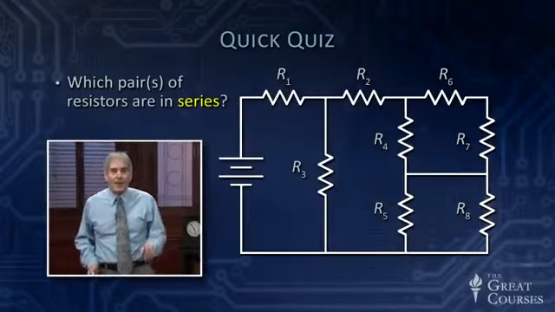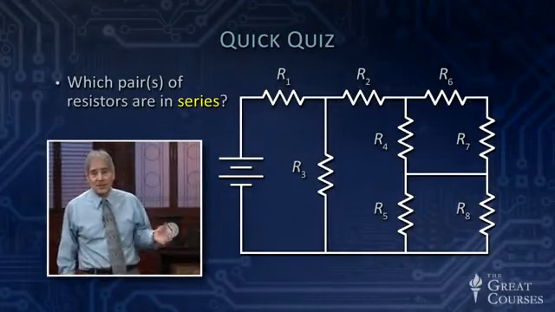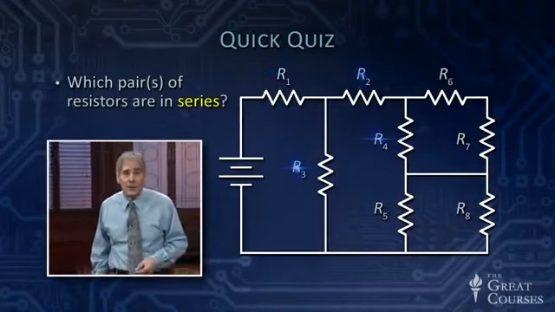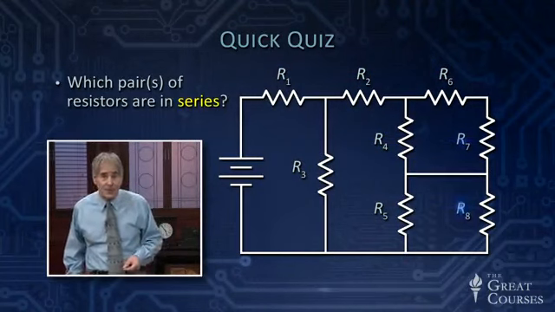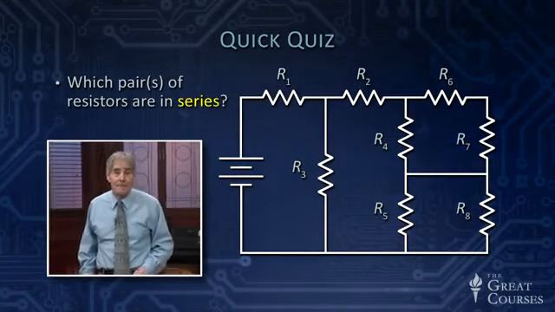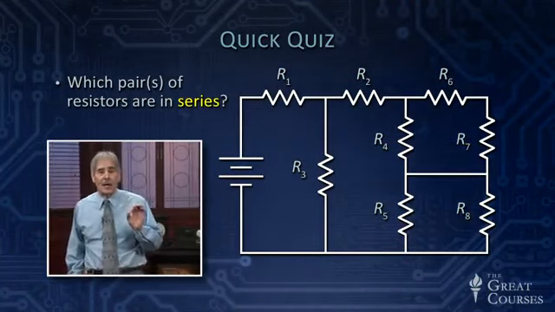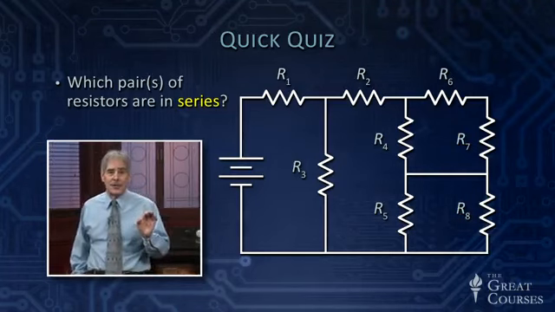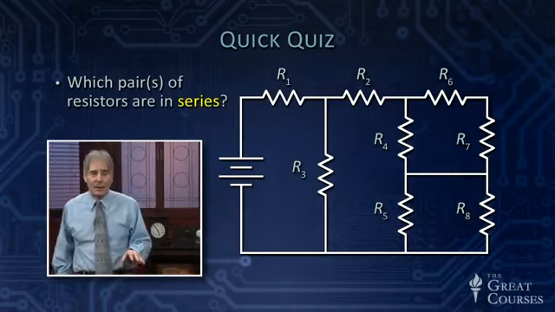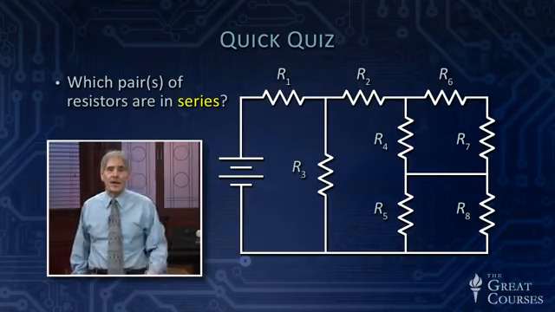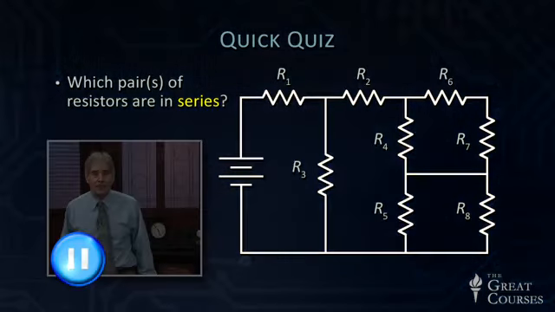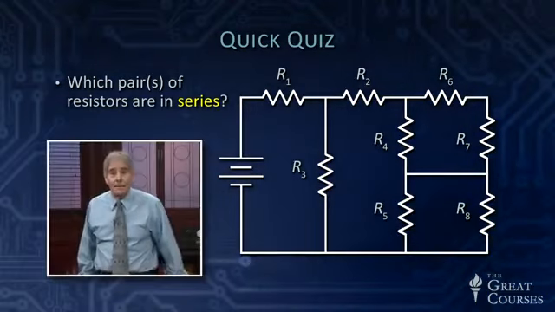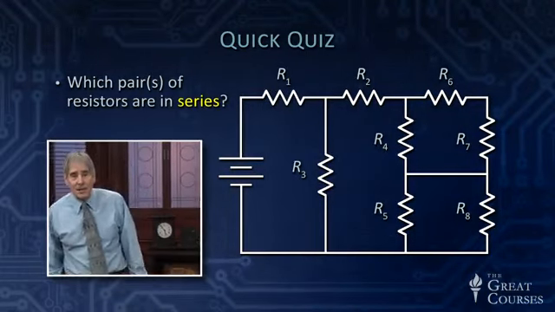Well, let me give you a quick quiz here. So I'd like you to take a look at this circuit. Now, it's a fairly complicated circuit. It's got 1, 2, 3, 4, 5, 6, 7, 8 resistors and a battery. And I would like you to think about which pairs of resistors are in series and which pairs are in parallel. So press your pause button and think about this for a minute. Okay, come back out of pause and let's see what we see here.